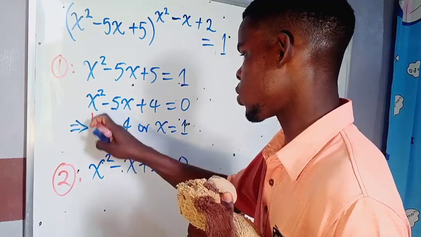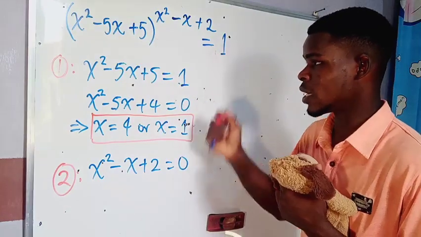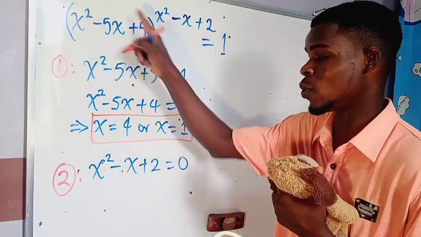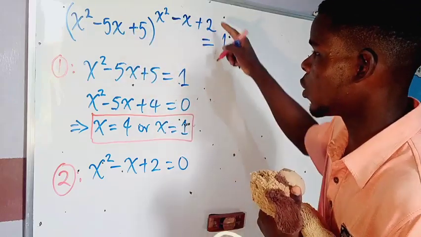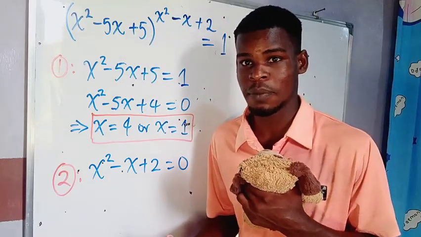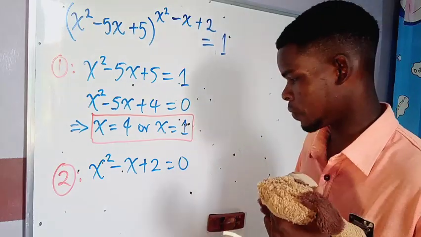In fact, these two solutions, these two roots, will satisfy this equation, given that when x is 4, this base will be 1, and when x is 1, this base still remains 1. We raise 1 to some power, the result in fact is going to be 1. That makes sense, right? So let's look at the second case, where the power is equal to 0.